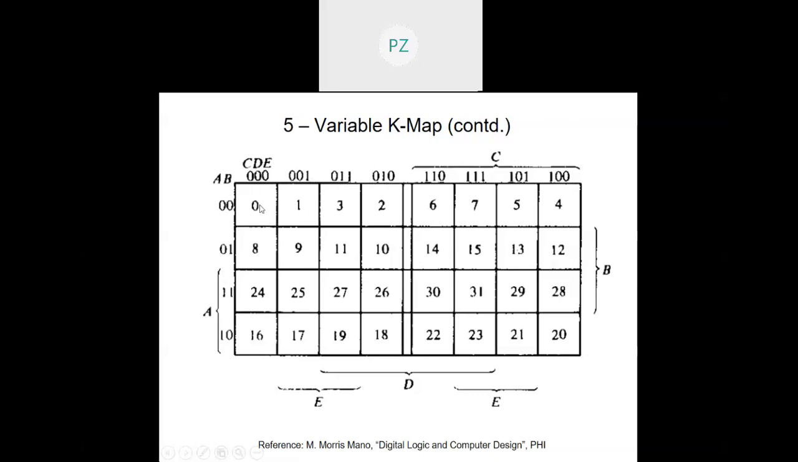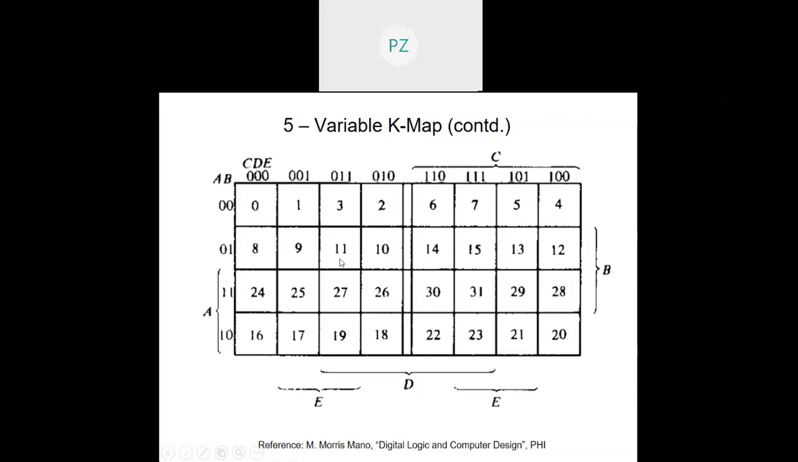So correspondingly, when we are going to populate a 5 variable K map, the min terms may be numbered like this: 0 1 2 3 4 5 6 7. You can see this is 00111, so this is 7, 8 9 10 11 12 13 14 15, then 16 17 18 19 20 21 22 23, then 24 25 26 27 28 29 30 31.